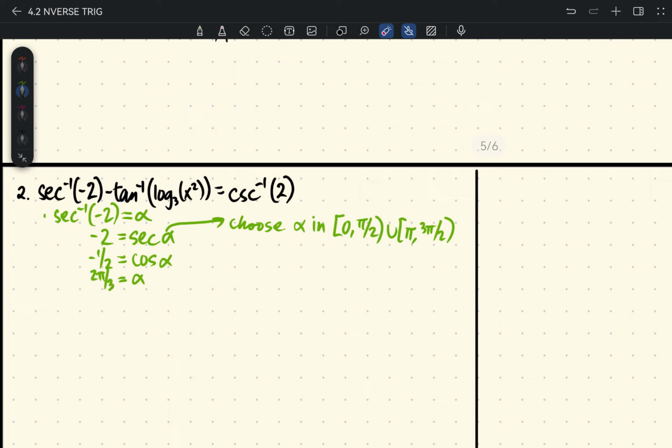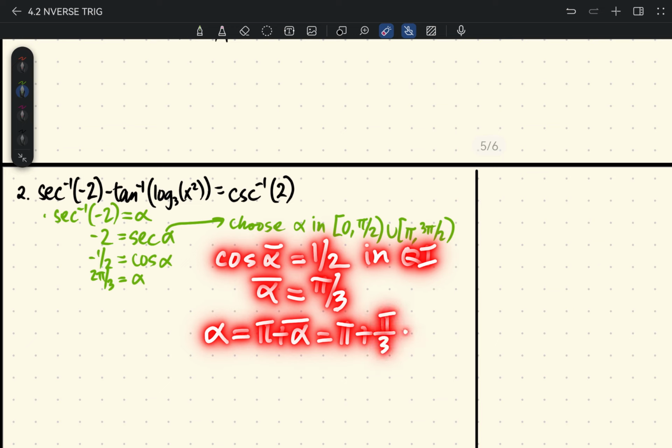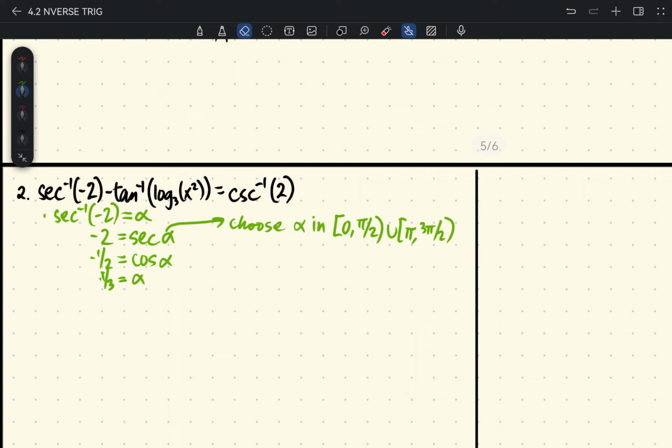Or, if you're not familiar with the special values, you can look first at cosine alpha bar equals 1/2 in quadrant 1, and that will give you alpha bar equals pi over 3. And since you're looking at quadrant 3, we know that alpha is just equal to pi plus alpha bar, so that's pi plus pi over 3, equals 4 pi over 3. Sorry, this should be 4 pi over 3.